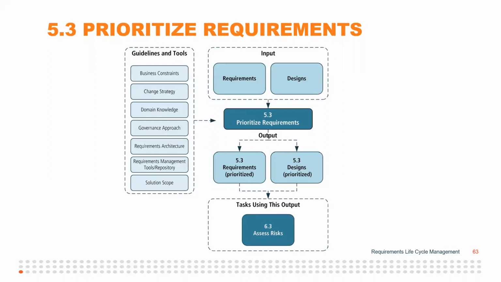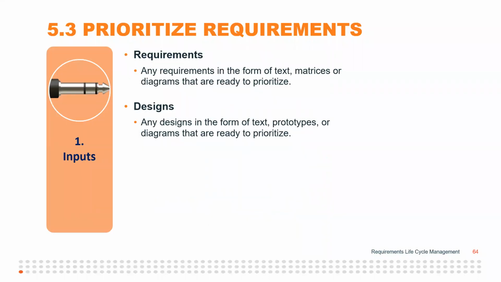And the strategy analysis knowledge area task 6.3, assess risks, uses the output from prioritized requirements and designs. So that's interesting, make note of that. Okay. So once again, as we discussed, the inputs are requirements and designs. So it's any requirements in any form that are ready to prioritize. Same thing with designs. Designs could be in the form of text, could be prototypes, could be diagrams.